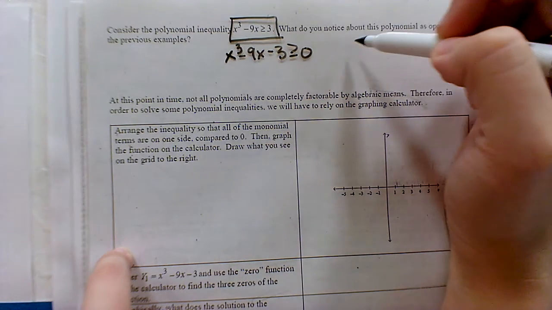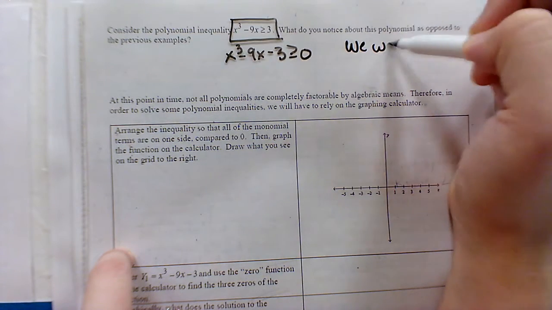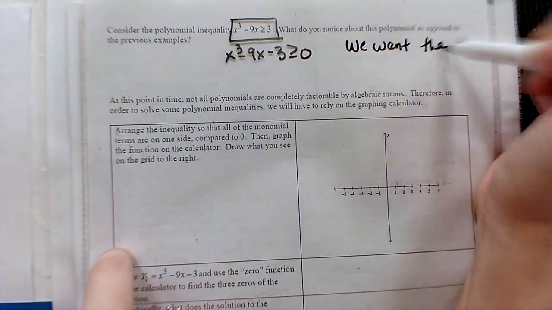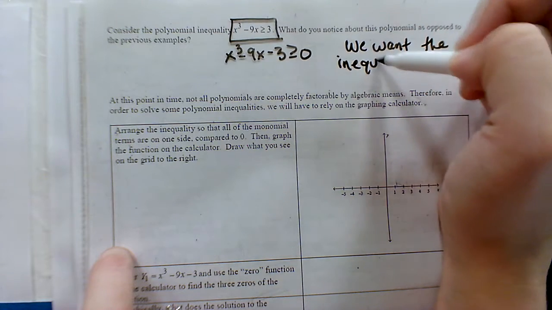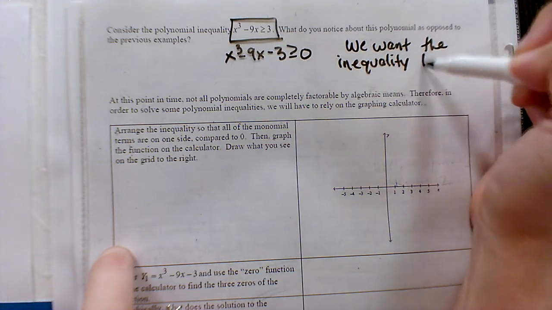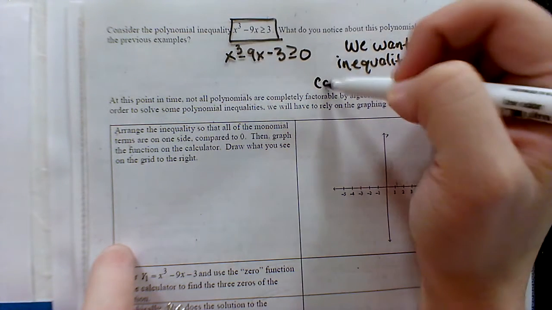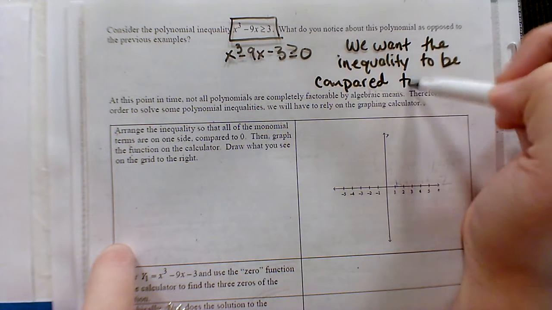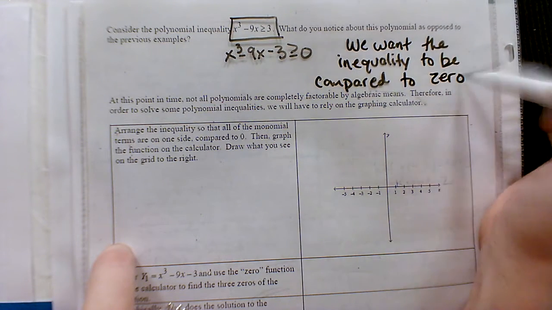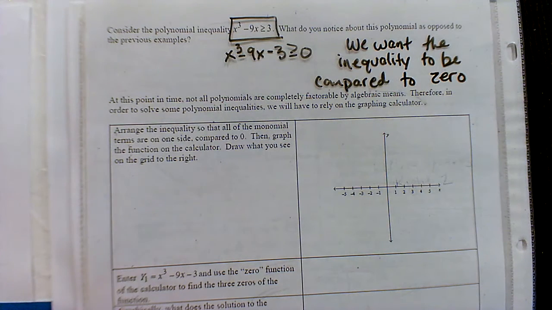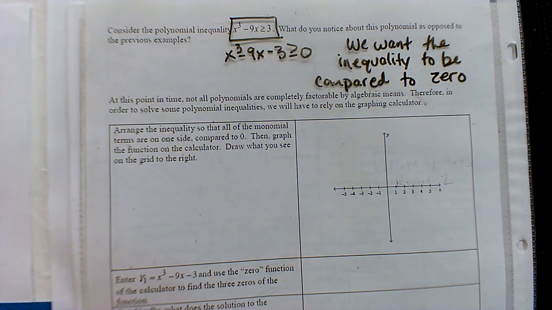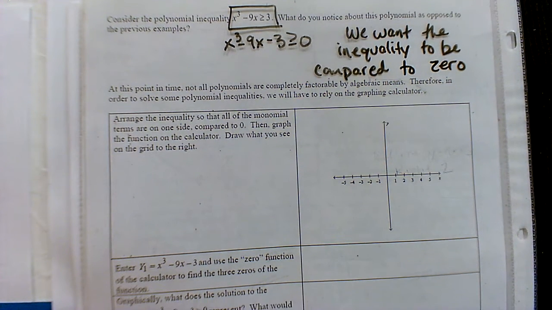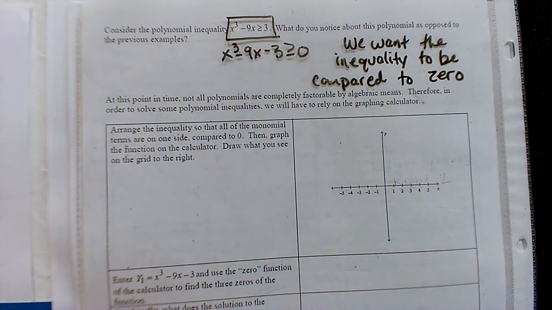So maybe as a little side note, we want the inequality to be compared to 0. Did I spell compared right? Yeah, it just looks weird for some reason right now.